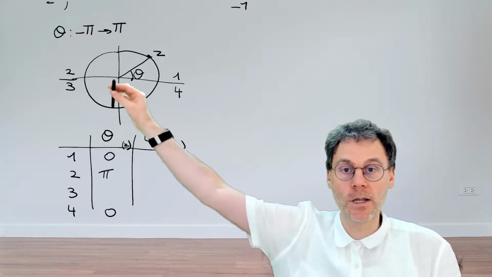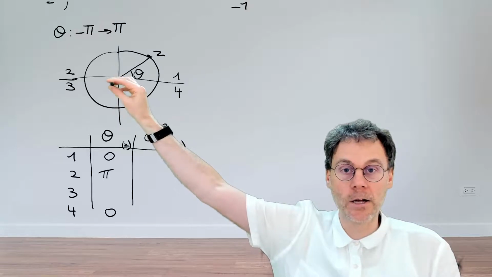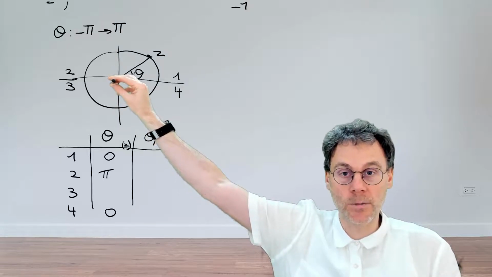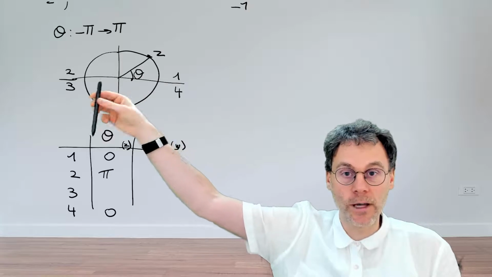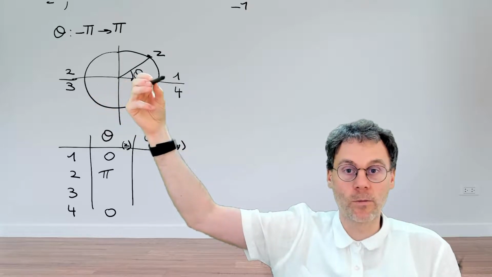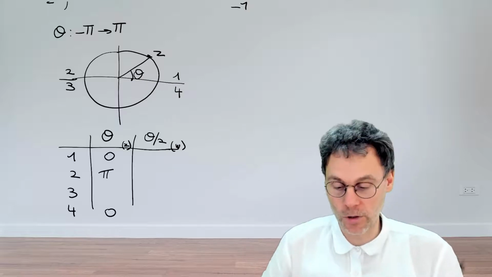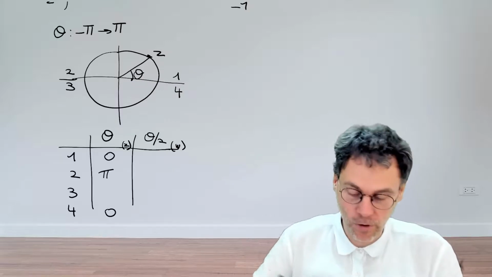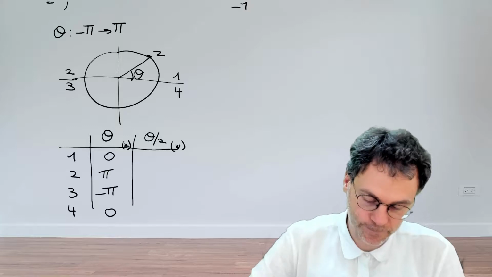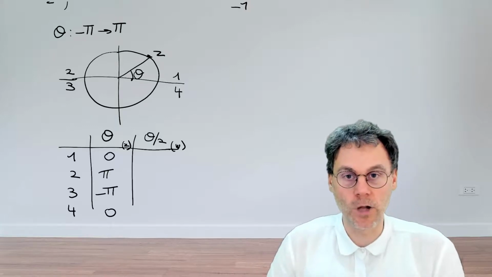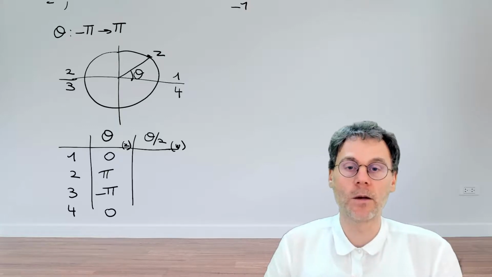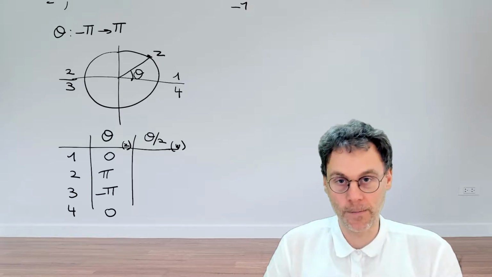So this basically means that our angle will start at minus pi for 3, and then we'll keep on increasing all the way to 0 for the points 1 and 4, and then we'll keep on increasing to pi again for the point 2. So for 3, we're going to fill in minus pi. Okay, so now we have the 4 different values between minus pi and plus pi.